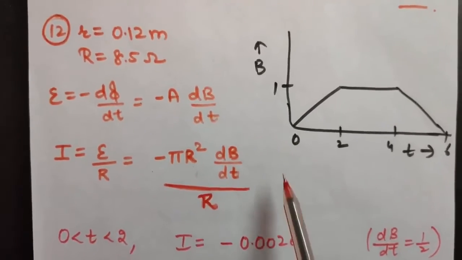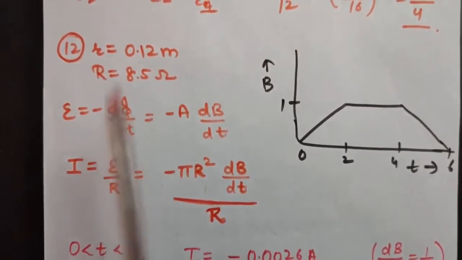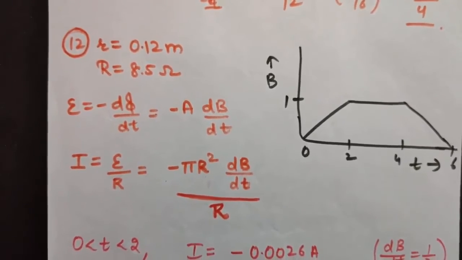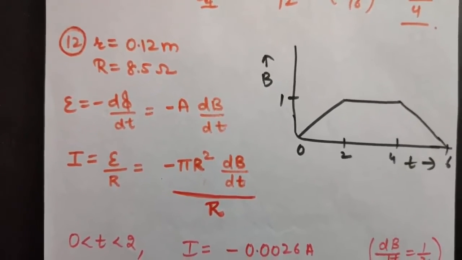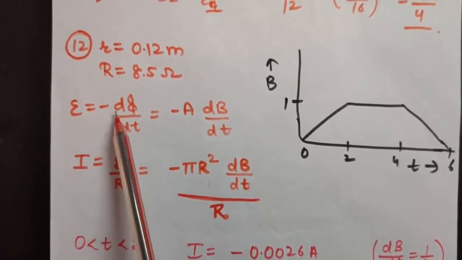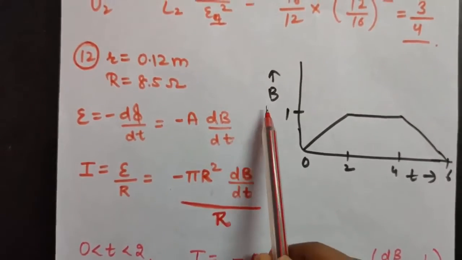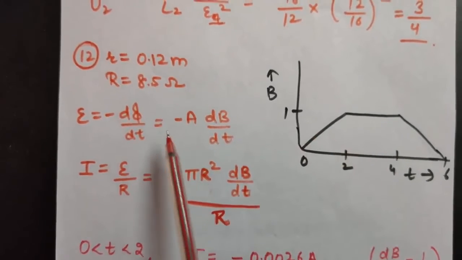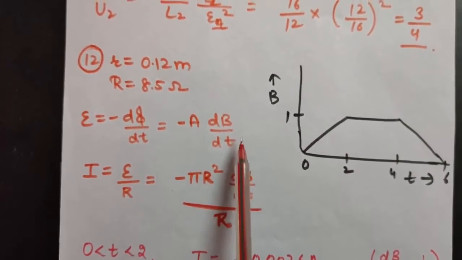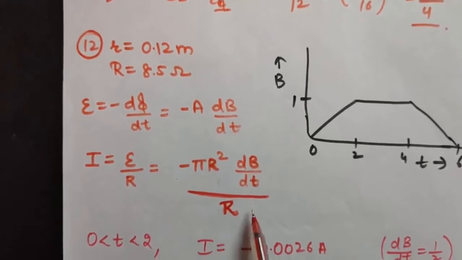In question number 12, a graph is given to you and it is said that the radius of the coil is 0.12 meter, resistance is 8.5 ohms. Then you have to calculate the current and draw a graph between current and time. As you know, induced EMF is minus d phi by dt, and phi is BA. So A will come outside because here B is depending on time. So we will be taking minus A dB by dt. Now current is nothing but voltage upon resistance, and your voltage is this, that is minus area, which is pi r square, into dB by dt, upon R.